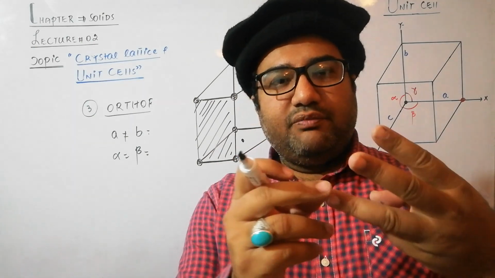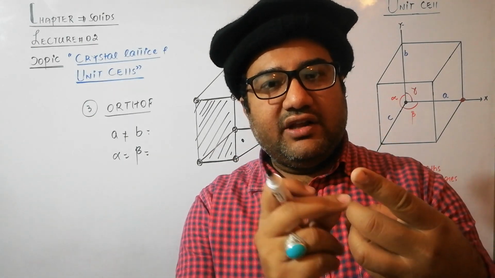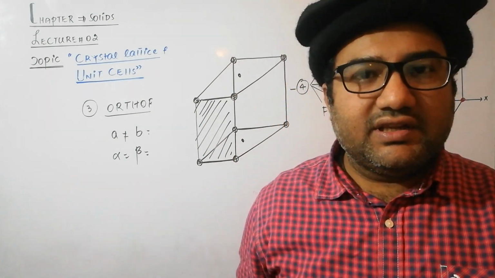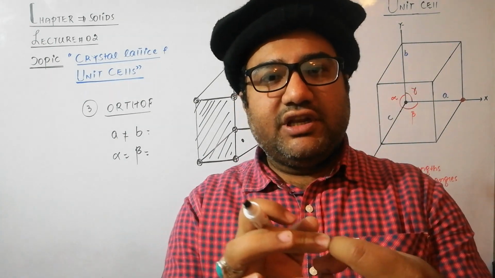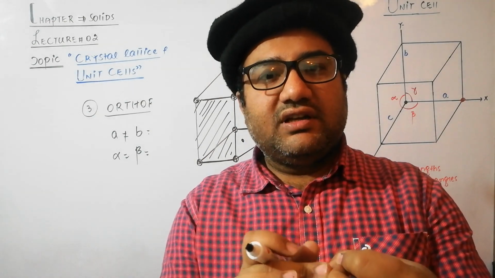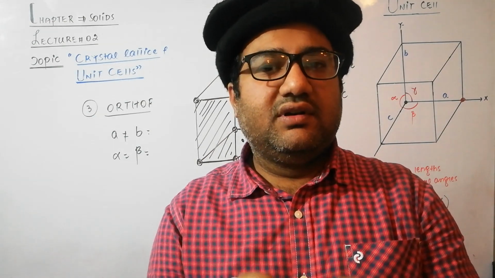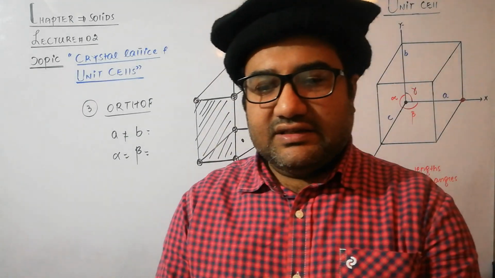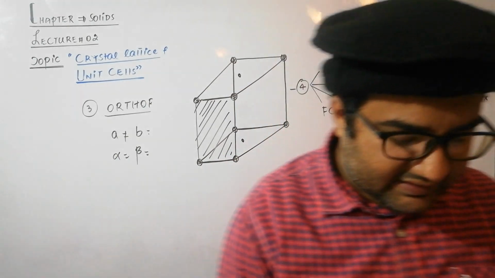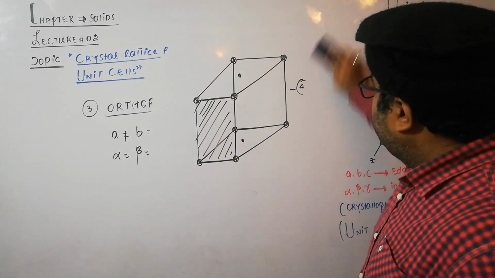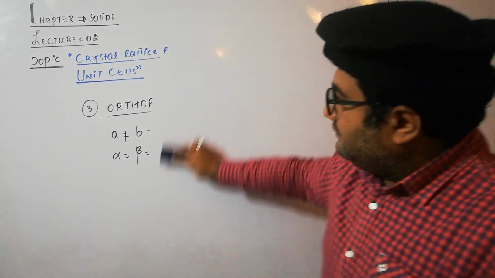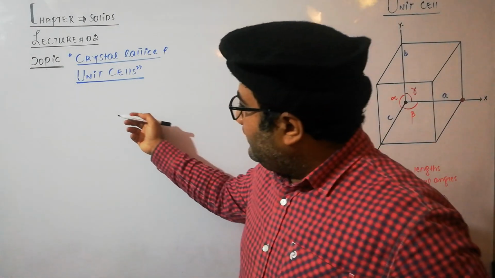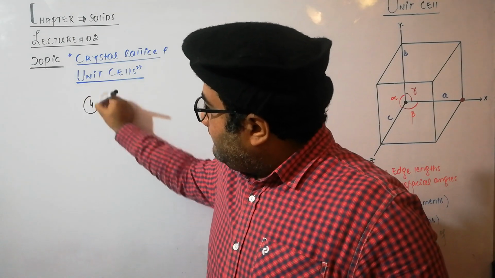So, cubic unit cell, tetragonal unit cell, orthorhombic. These are the 3 types of unit cell. Now let us calculate their Bravais lattices: 4 of the cube, 2 of the tetragonal, and 4 of the orthorhombic. So the total is 10. So these 3 unit cells have 10 Bravais lattices. Now let us move towards the 4th type, and that is the monoclinic.